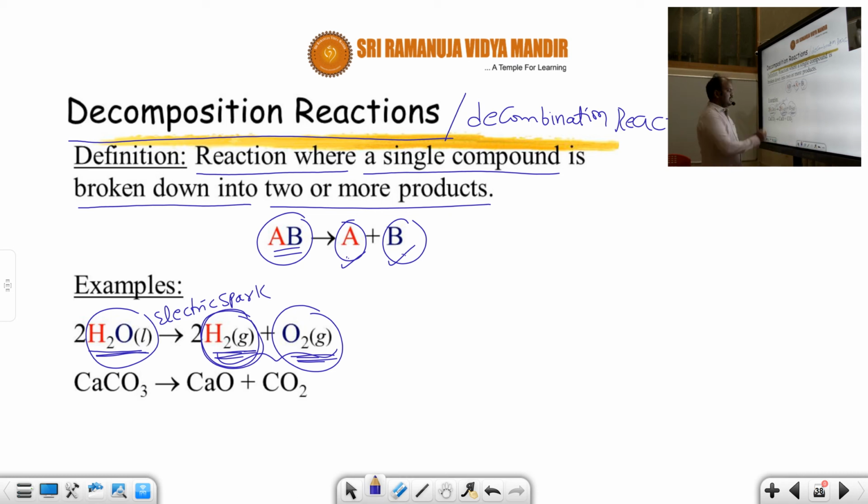We know that. CaCO3 is a single new substance. In the presence of heat energy, which can be designated as a delta in chemical equations. We know that.